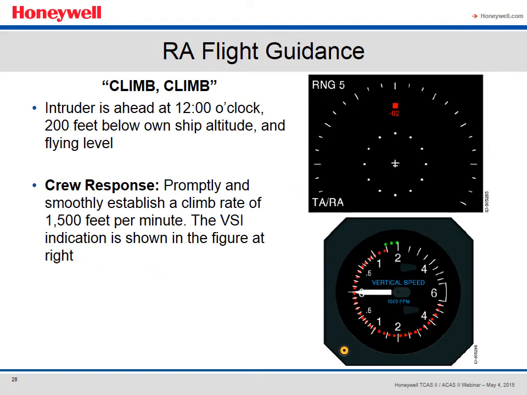The intruder aircraft is at 12 o'clock, 200 feet below your altitude and flying level. TCAS issues a climb resolution advisory. The crew should promptly but smoothly establish at least a 1,500 foot per minute rate of climb to comply with the RA command of 1,500 to 2,000 feet per minute, which is the green band in the illustration.